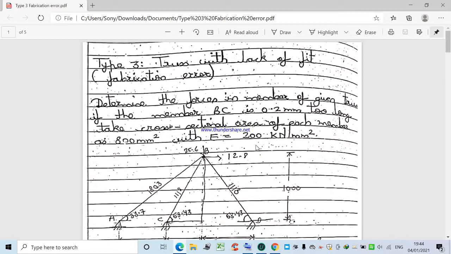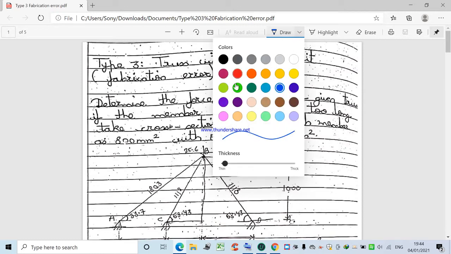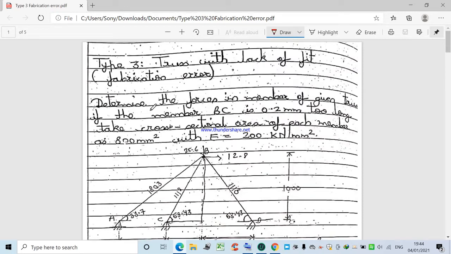So today we will start with the new topic, that is truss with a lack of fit or the fabrication error. So basically in this type of numerical, the main thing is that the member which is given in the numerical may be too long or it may be too short. So accordingly we can identify that the type of numerical is based on the lack of fit or not. So let us start with the numerical.